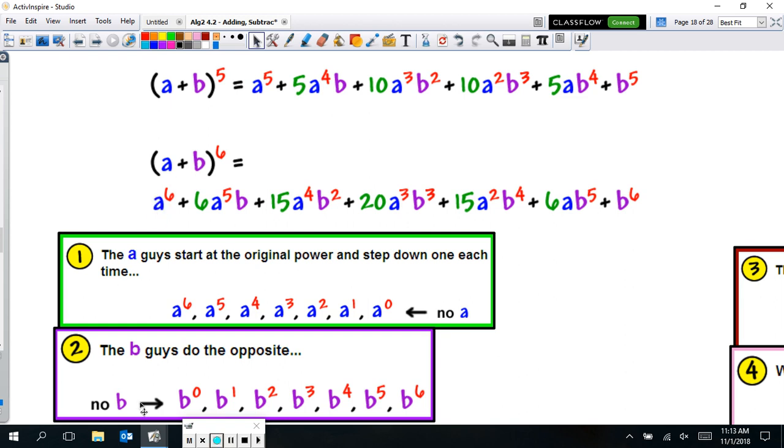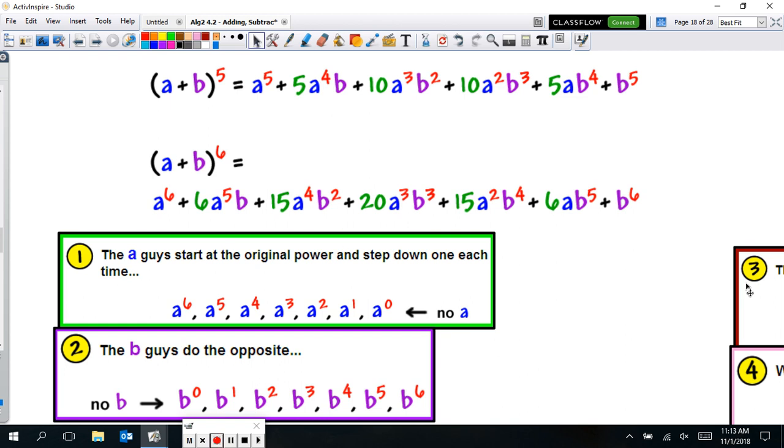There's no B in the first term because it's B to the 0 power in the first term. And then it goes to B to the first, B to the second, until it's finally B to the 6th power by the very end, the same exponent that we have on the outside of the binomial. So that's what's going on with those terms there.